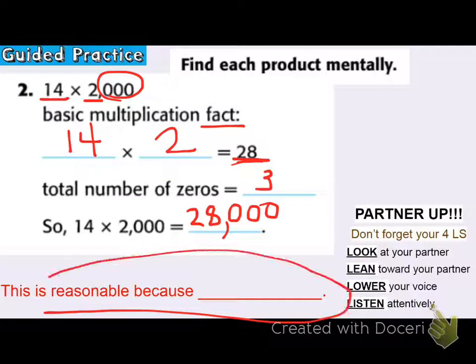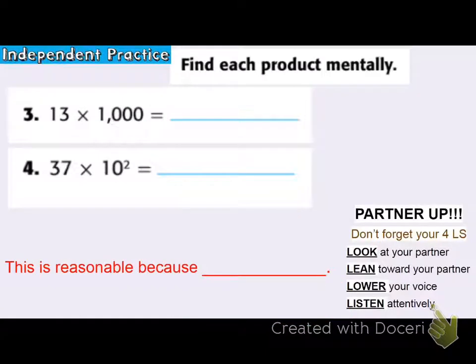It's reasonable because I'm multiplying by 1,000, 2 of them. So I definitely need to get an answer that's also in the thousands. So I can go ahead and move on. All right, yay, independent practice. Find the product mentally. So again, I'm trying to solve it in my mind.